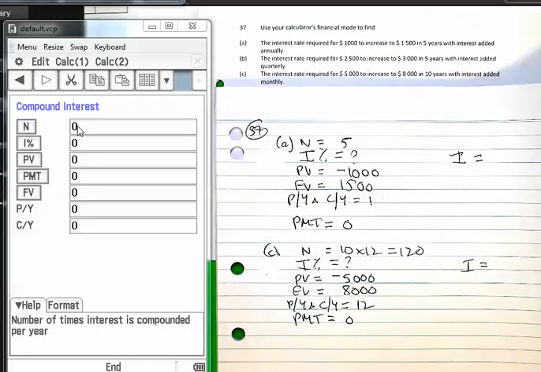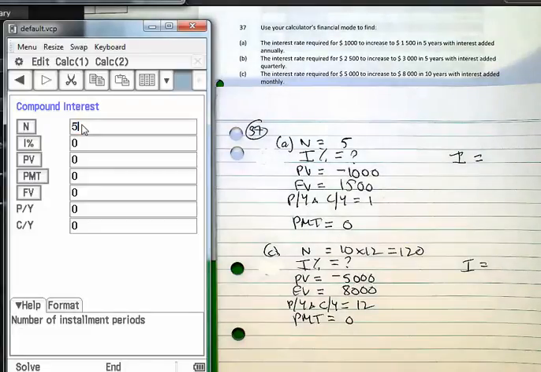So in 37A, 5 years interest added annually. The interest rate I don't know. I'm going to leave that as 0. Now remember the little trick there. The first thing you have to do here is to note it's out of your pocket to 1,000. We're not paying any extra money, but it is growing to 1,500. Calculated annually.